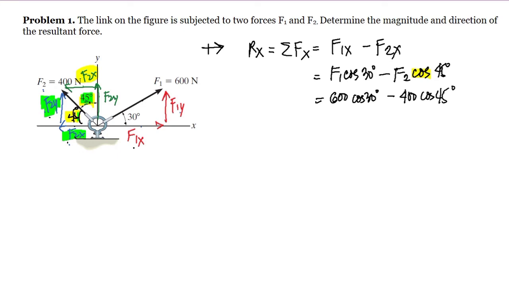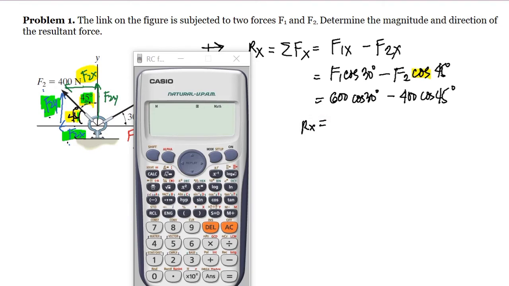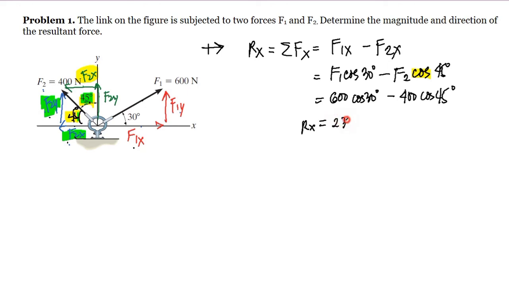Now computing for the value of Rx, Rx is equal to 600 cosine 30 minus 400 cosine 45, and this is equal to 236.77 Newton.